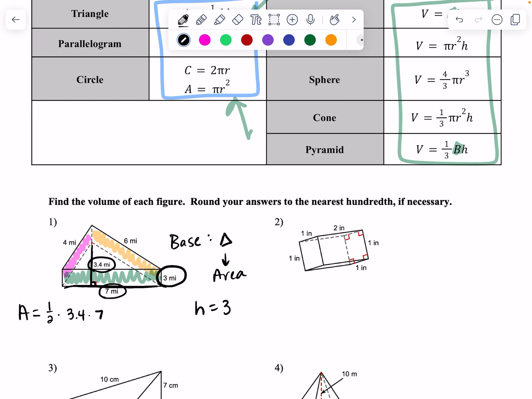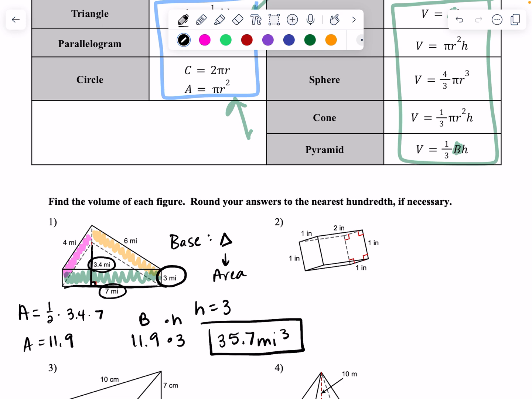I'm going to just type that into Desmos, times 7. And that gives me that the area is 11.9. And then I would do 11.9 times 3, because this is the area of the base times the height, right? So the 11.9 times 3 gives me that the volume of this is 35.7. And that would be meters cubed, because I multiplied 3 things. I multiplied 1 thing, 2 things, 3 things.